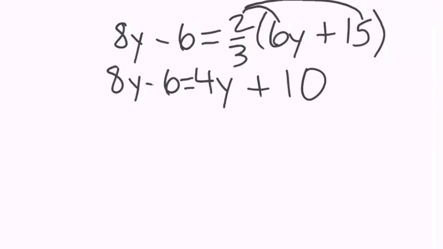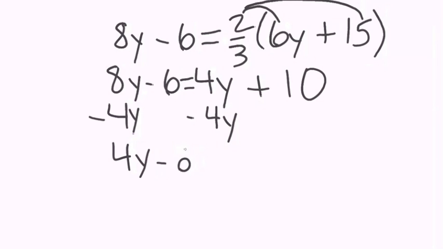Now, let's combine our variables. So unlike the last problem, now on the left side, there's nothing to combine because you have an 8y and a negative 6. And on the right side, once again, there is also nothing to combine, 4y and a 10. So what we're going to do is get the variables on the same side again. Okay? I'm once again going to choose to subtract from the right side 4y and end up with 4y minus 6 equals 10.